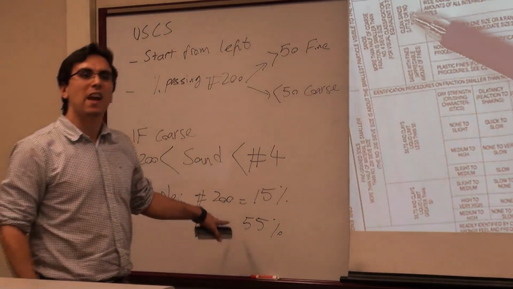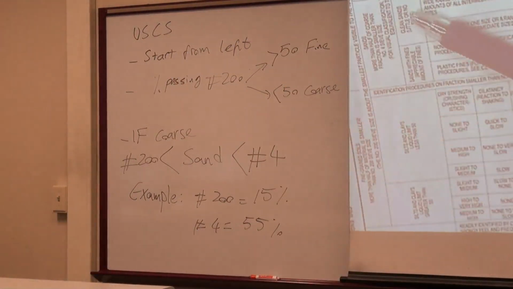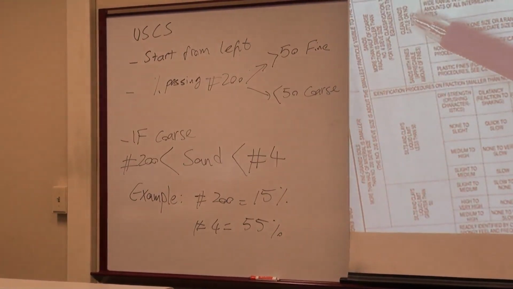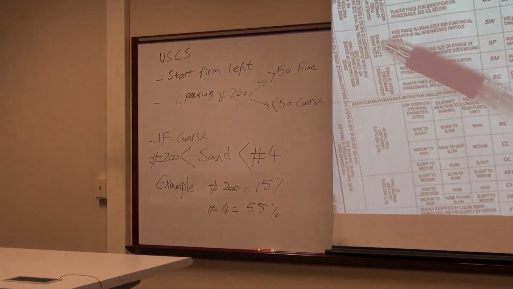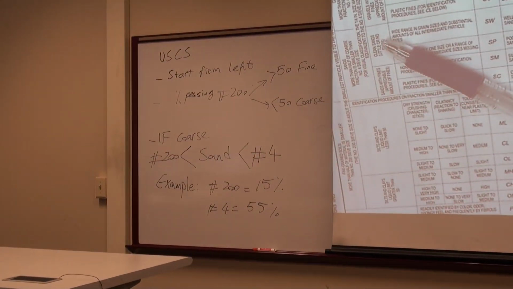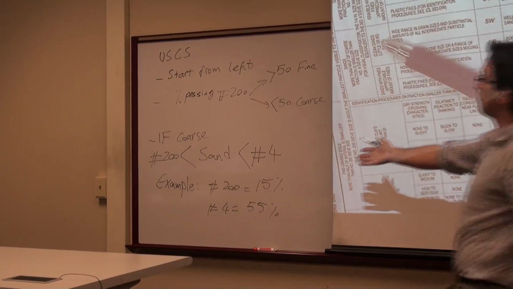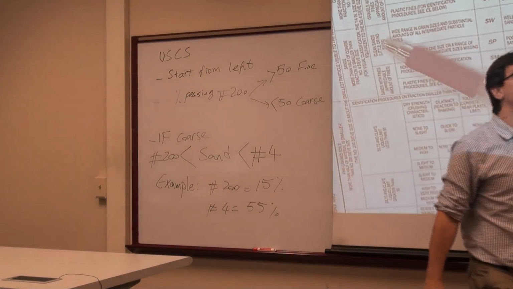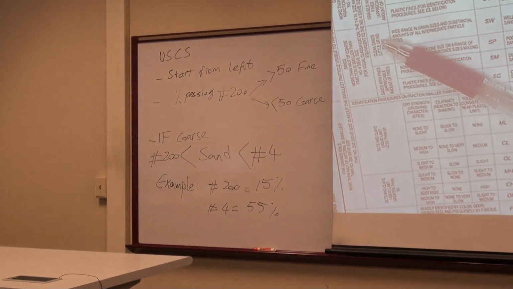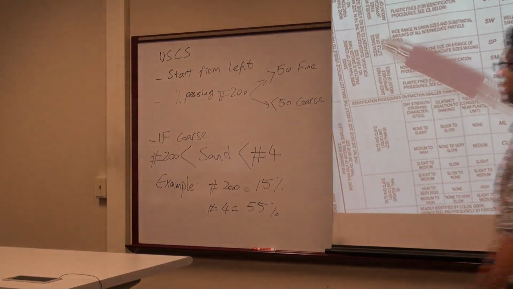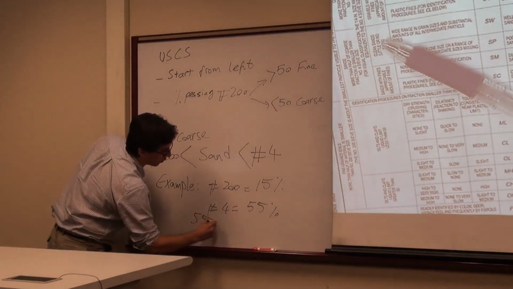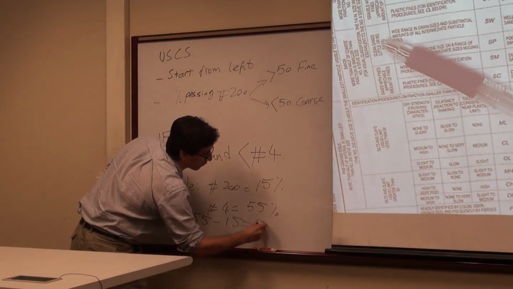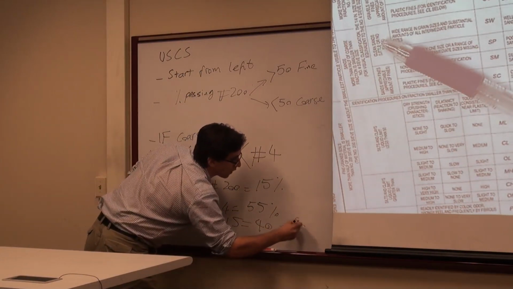We know that we have 15% fine. What does it mean? It means that we have 85% coarse. The soil is either fine or coarse. We have 15% passing sieve number 200, so we have 85% coarse. Within that 85% coarse, we have to see how much sand we have. Now, to find out the sand fraction, we have to subtract the passing percentages. It gives you the sand percentage.